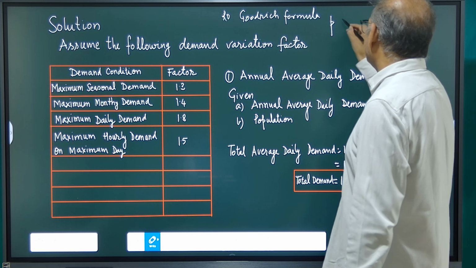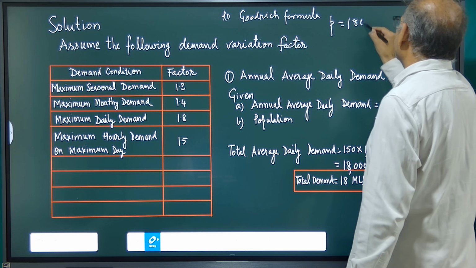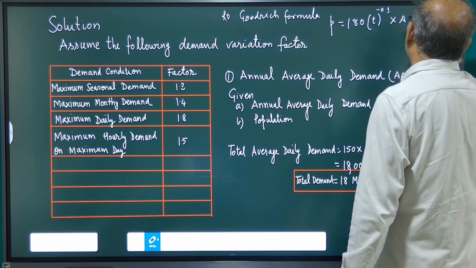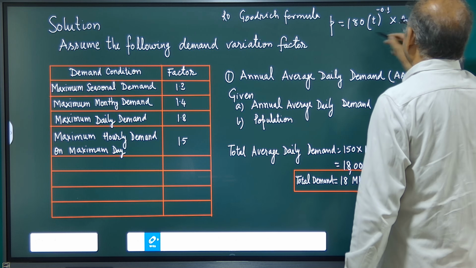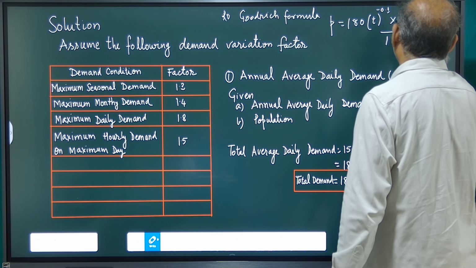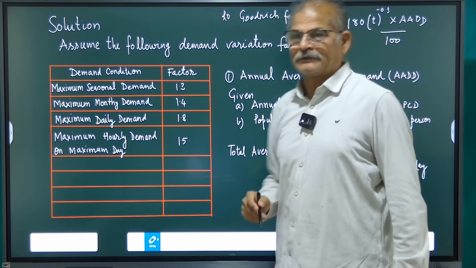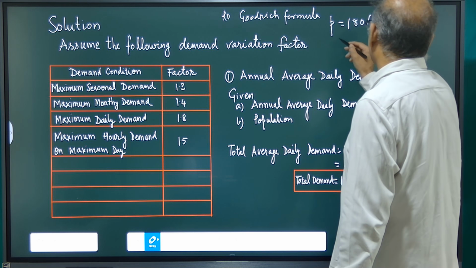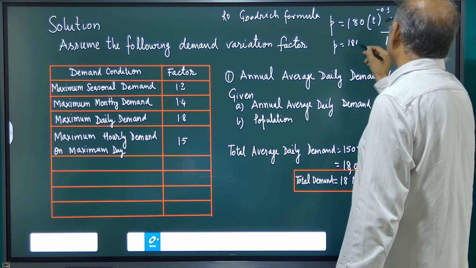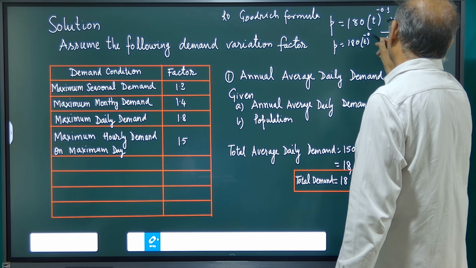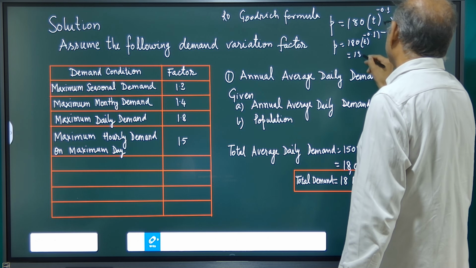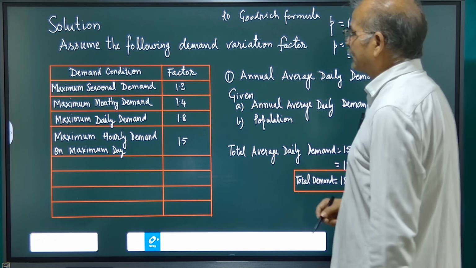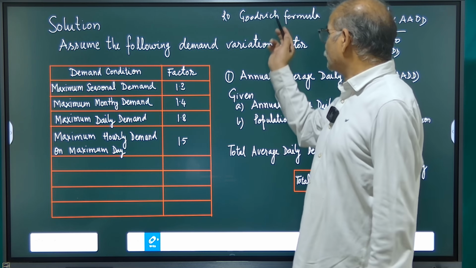P percentage is equal to 180 T raised to the power minus 0.1 into AADD. It is in percentage, so divided by 100. For the maximum consumption, he has given the formula. Based upon this, the maximum consumption can be determined. For say one day, it will be P = 180 T^-0.1, T is one day raised to minus 0.1, so it will be 180% of the annual average daily demand. If it is not given, we go with this.